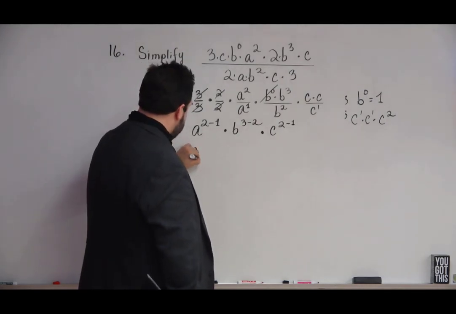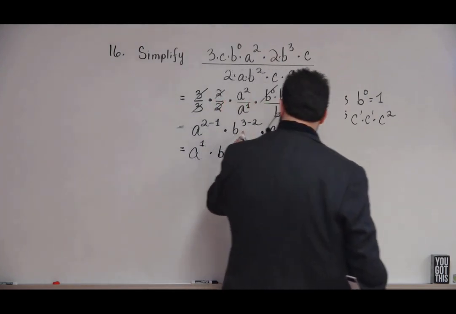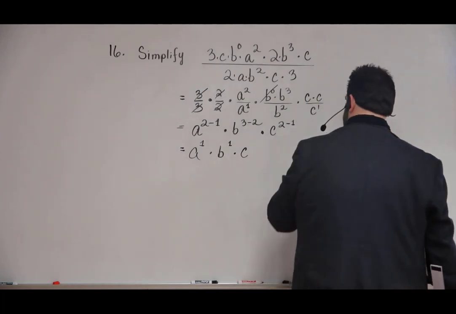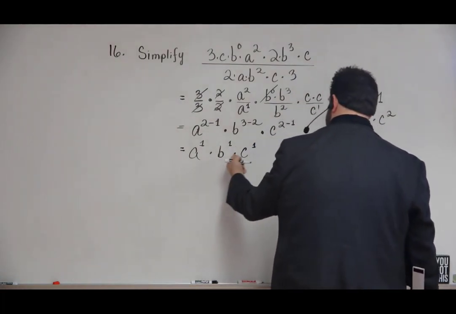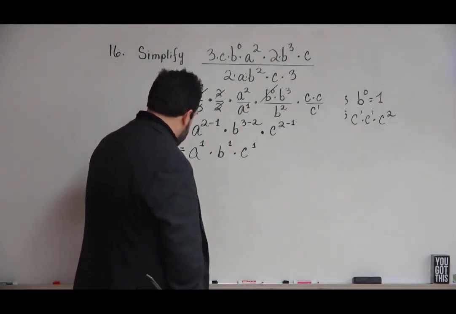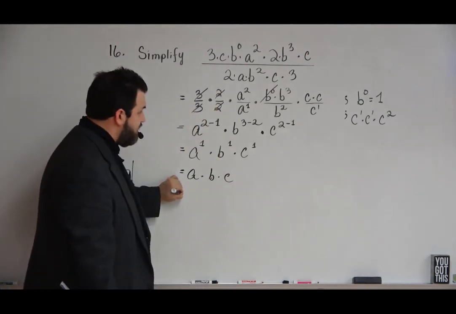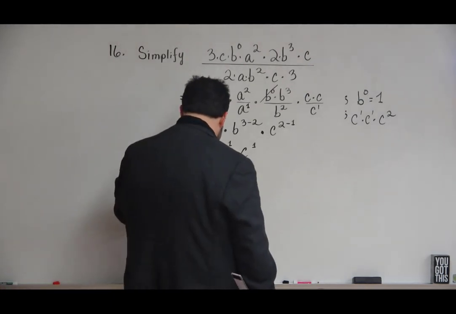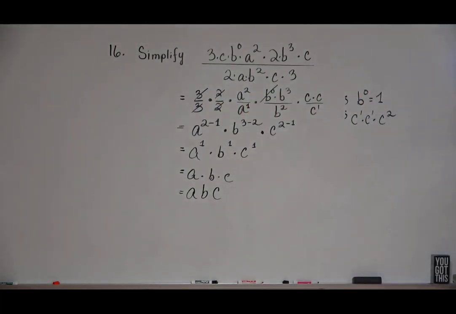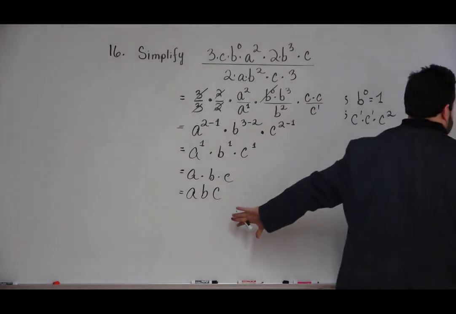All right, well, let's just continue to simplify. Equals a, now 2 minus 1 is 1, so I've got a to the 1, times b, 3 minus 2 is 1, times c, 2 minus 1 is 1. So a to the 1 times b to the 1 times c to the 1. We don't need to write those ones, so we just write a times b times c, and we don't even need to write the dots. We just write a, b, c. So that whole thing up here simplified down to ABC.